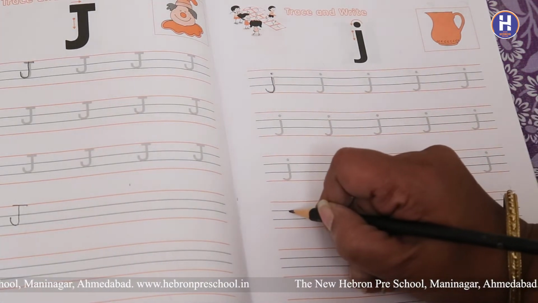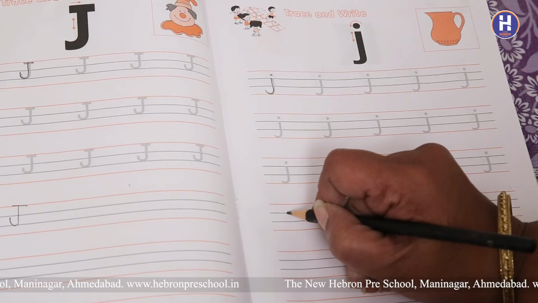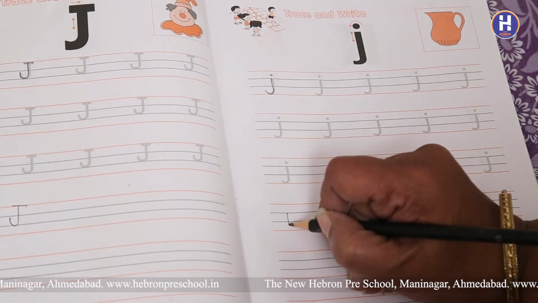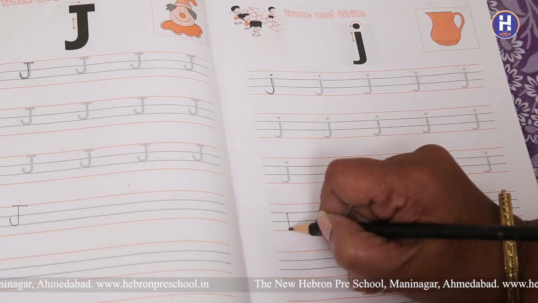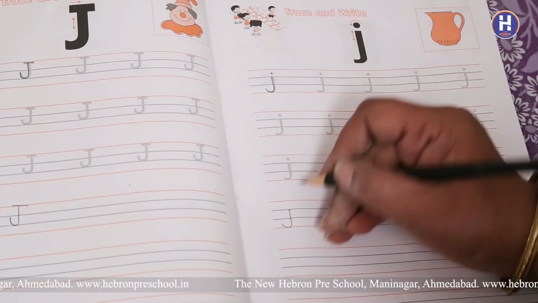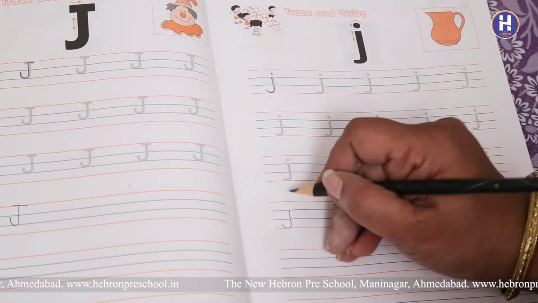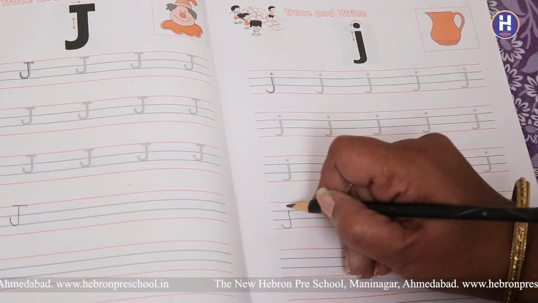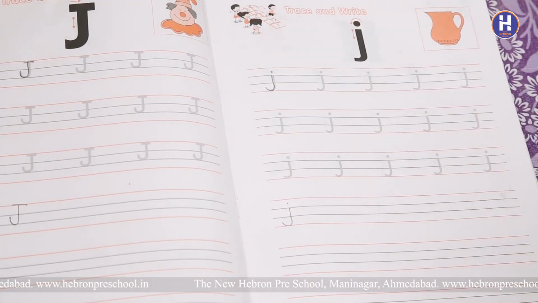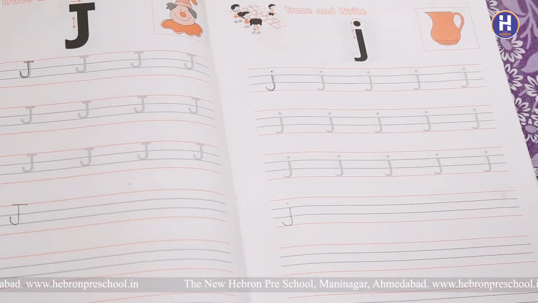How will you write? Start from the first blue line, make a standing line before a red line. You have to give a small curve. Don't touch the second blue line. And now you have to make a dot between the red line and the first blue line. This is a small J.